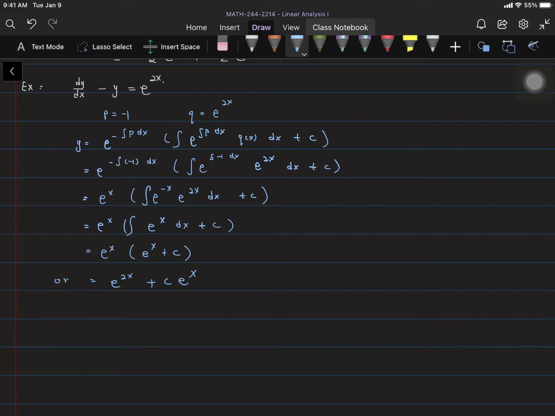Now let's try another example. Actually, we can do that as an exercise problem. But let's do that as another exercise.